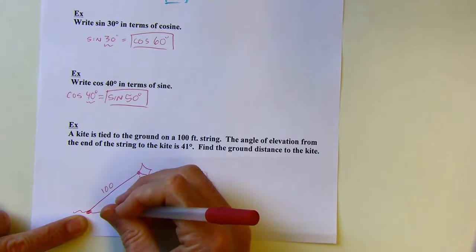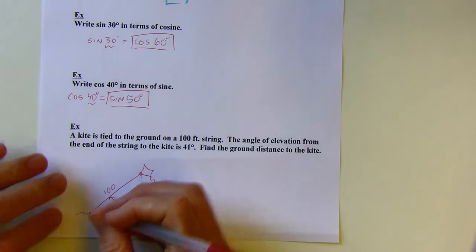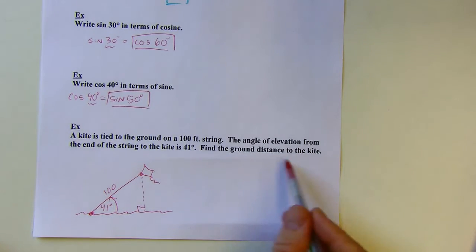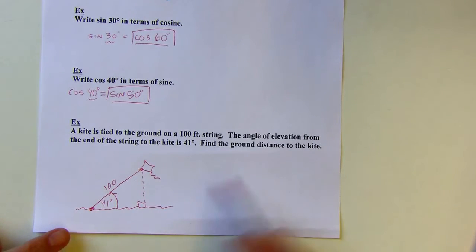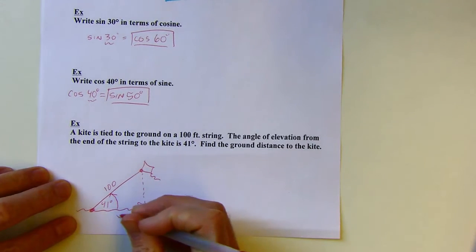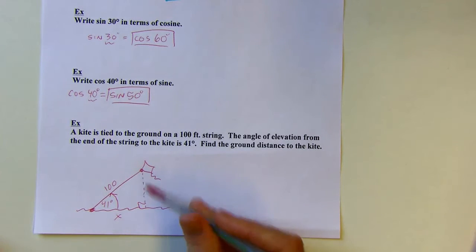So the angle of elevation we're talking about is that angle. Okay, so that's where the 41 degrees is going to go. Now this asks for the ground distance to the kite from where it's tied. Okay, so the ground distance is the distance along the ground. Sometimes it might ask you for the height of the kite, and that would be where that dashed line is.